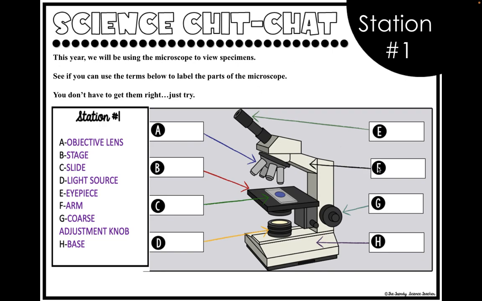F is the arm. That is what is used to carry the microscope. G is the coarse adjustment knob. That's what brings the object into a general focus. And H is the base. That is also what is used to carry the microscope. We'll be using microscopes, but probably not the light microscope like this one. We'll be using a dissecting microscope.